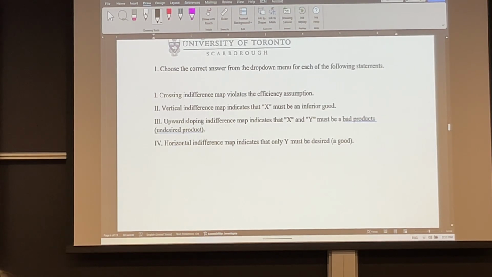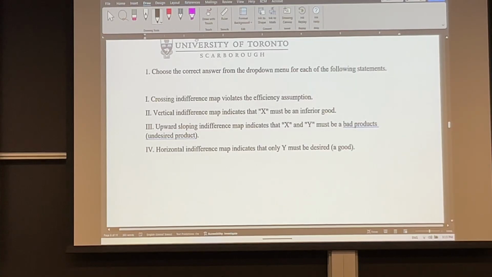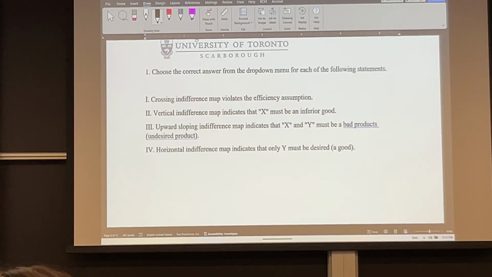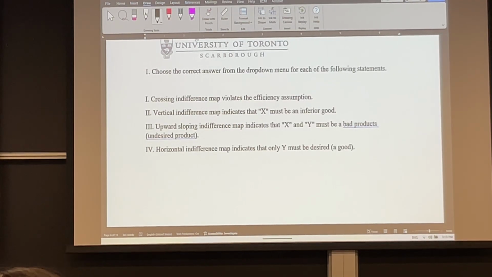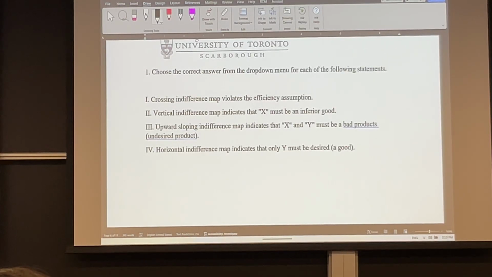I want to see if you understand the concept of indifference curve and stuff. Question 1. Crossing indifference map violates efficiency assumption. True or false? Does crossing indifference map violate the efficiency assumption? Yes or no?